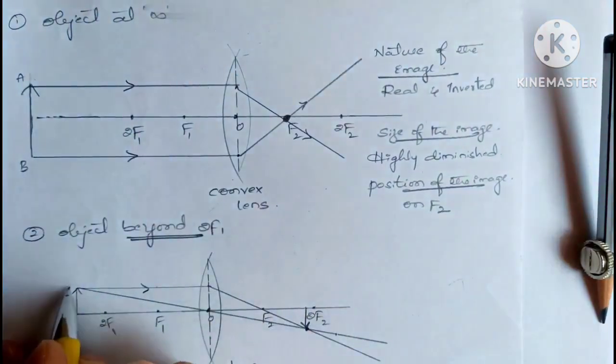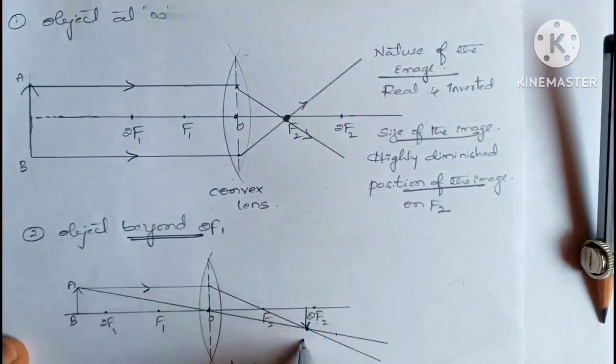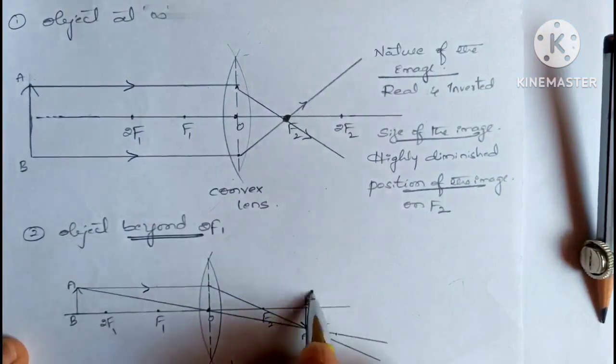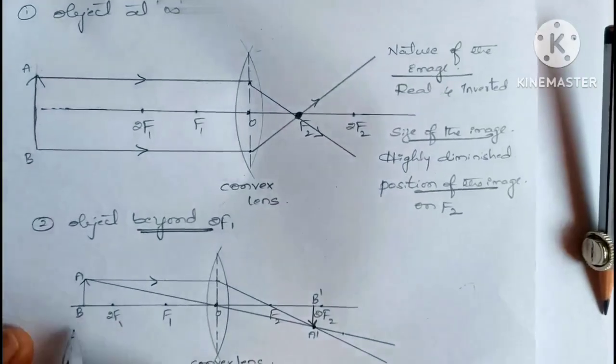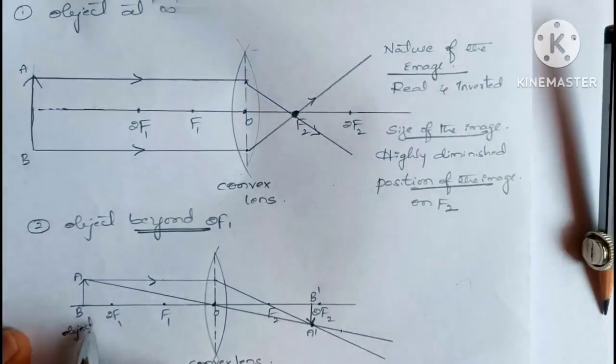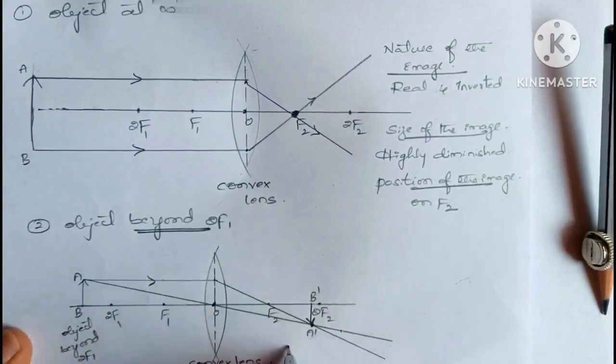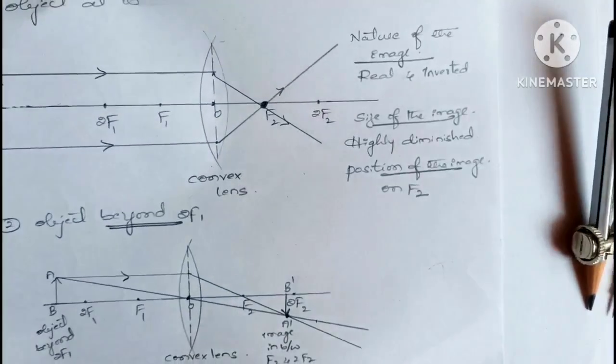Now this is object A, B, and here image A dash, B dash, and here you write object beyond 2F1, and now here image in between F2 and 2F2, and now as usual we will move on.